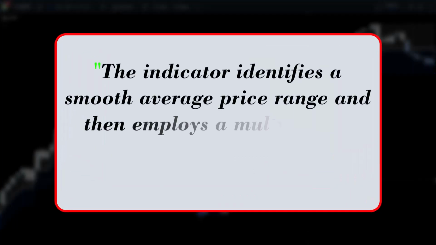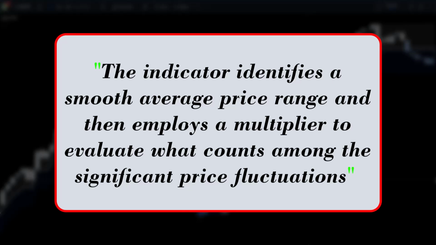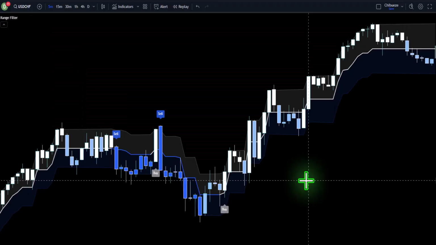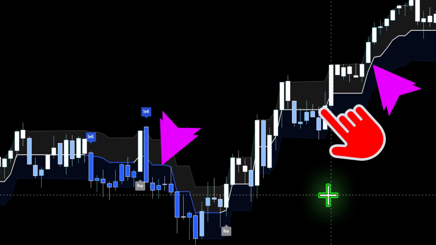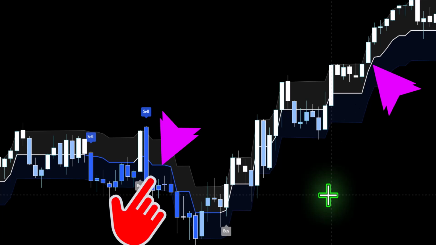Basically, the indicator identifies a smooth average price range and then employs a multiplier to evaluate what counts as significant price fluctuations. This indicator is composed of the following components. First, we have the range filter, which is this white line that changes color to blue depending on the market trend. If the market is bullish, the range filter will be white. As you can see, the candles are also going to have the same color, but if the market is bearish, the range filter is going to be colored blue. The same is going to be reflected on the candle.